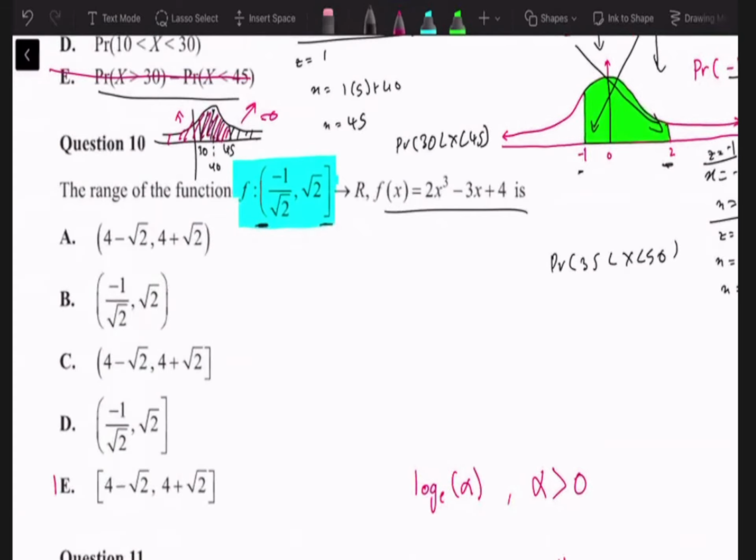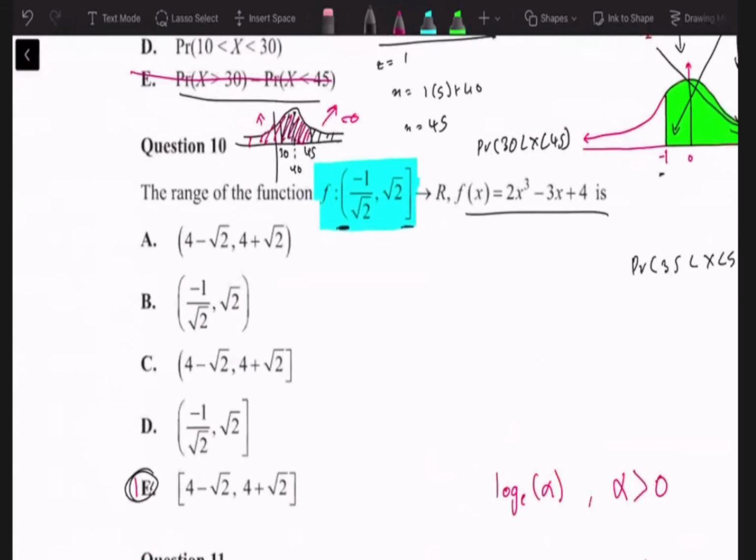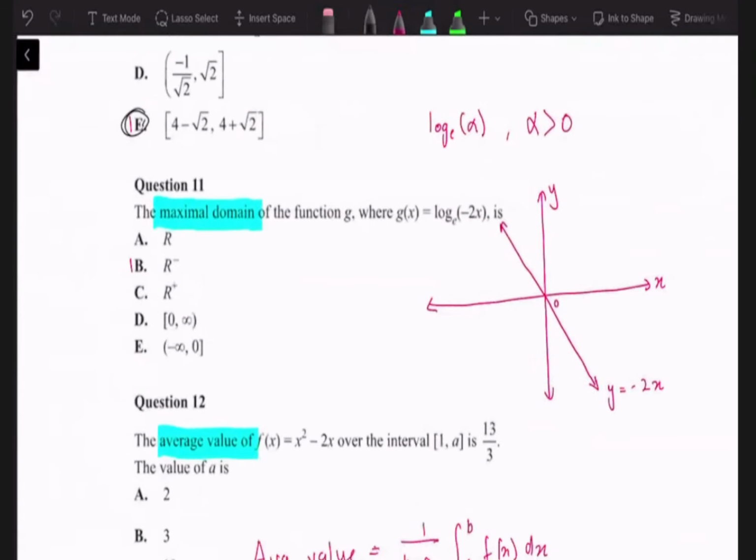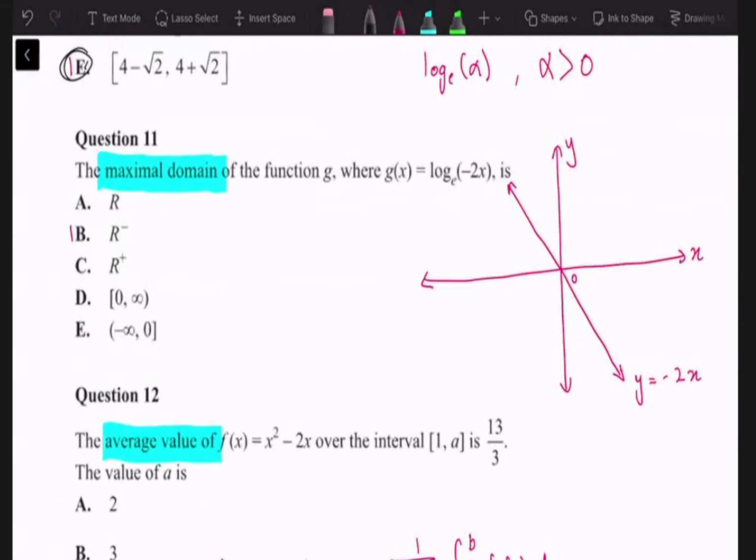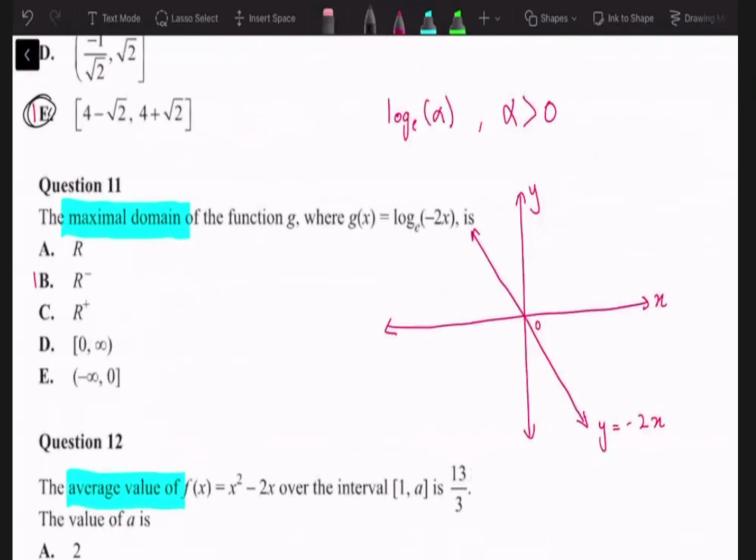But in this case, it doesn't matter because this endpoint wasn't actually the minimum or the maximum. So that's another reason to graph it. So the maximum domain of the function g(x) is what? We know with log functions, the inner part always has to be greater than 0. So the inner part in this case is -2x.